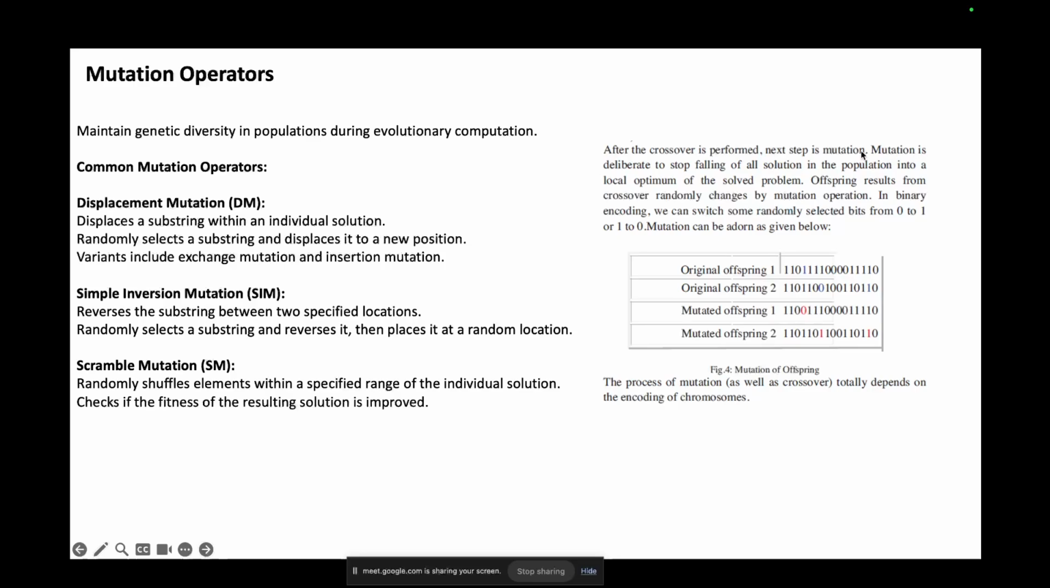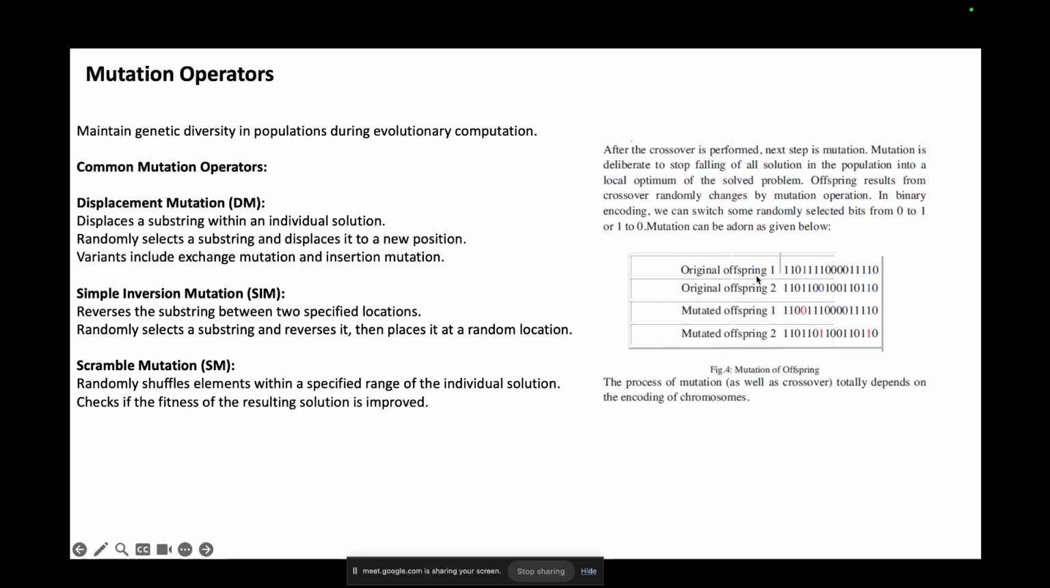Yeah. So mutation is deliberate to stop the falling of all solutions in a population into a local optimum of the solved problem. Offspring resulting from crossover is randomly changed by the mutation operation. In binary encoding, you can just switch from 0 to 1 and 1 to 0. Right? You can randomly select a few and you can switch them. So this is one example.